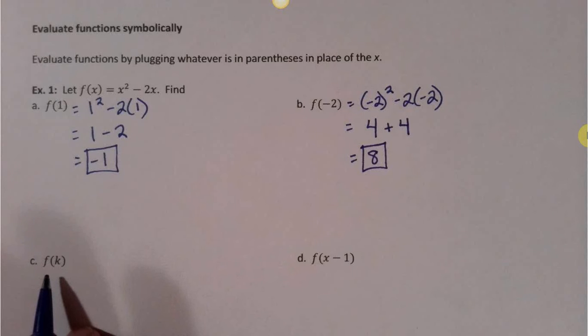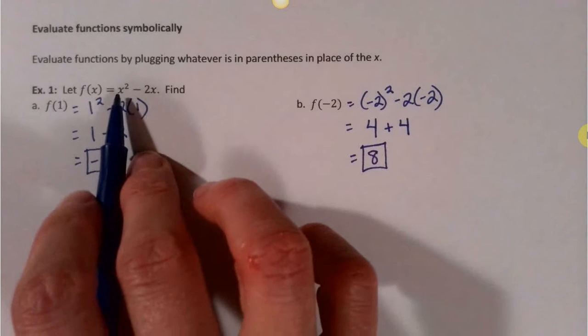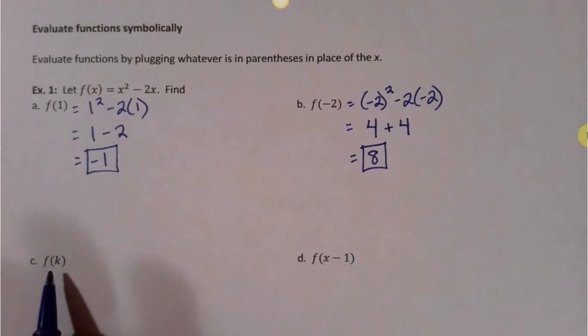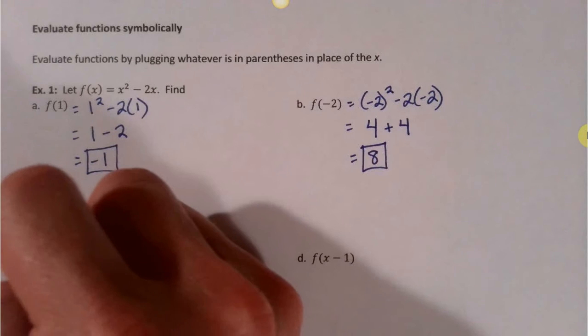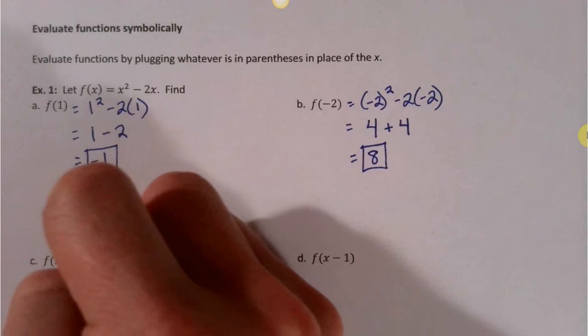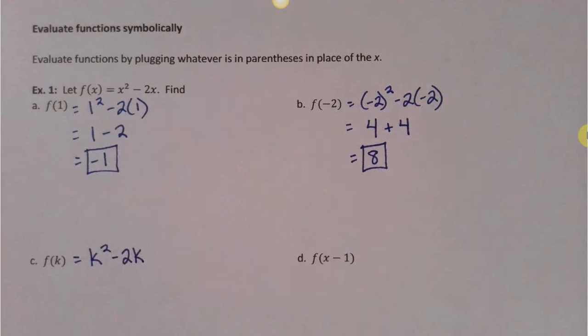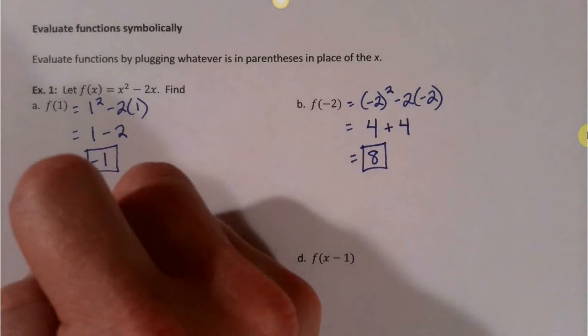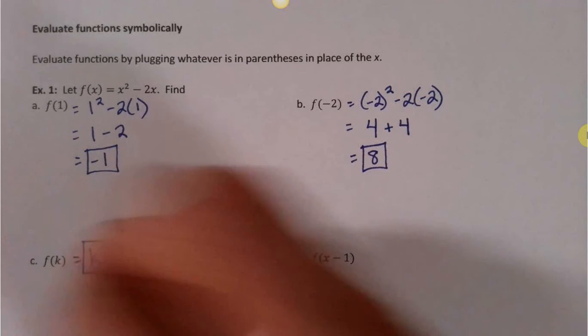F of k, so this is saying that everywhere we see an x in this function, we're going to replace it with a k. So what that would look like is k squared minus 2k. And now this one doesn't have any like terms to combine, so that is our answer.